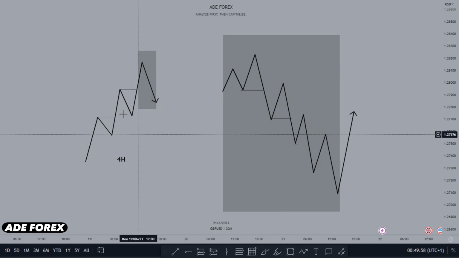So basically you want the market to actually get to somewhere around here. So after the market has gone to your point of interest, you want to be looking for trend change.